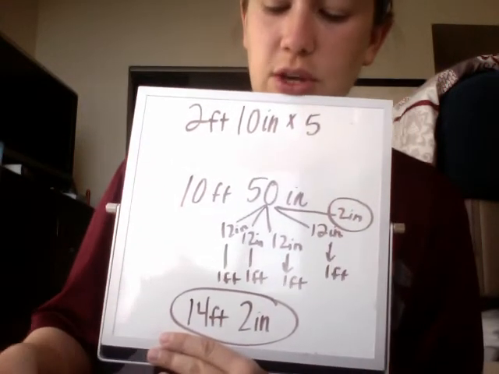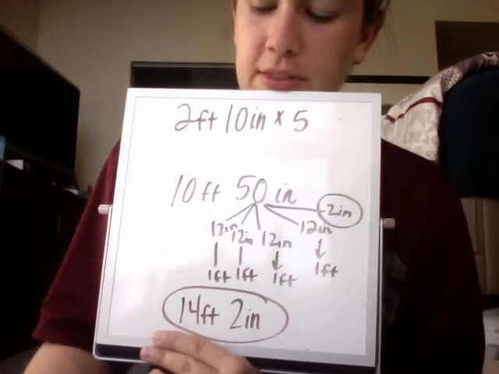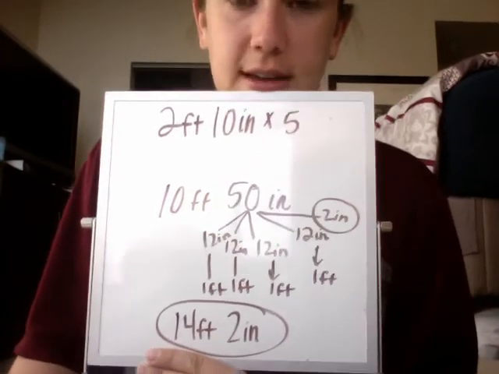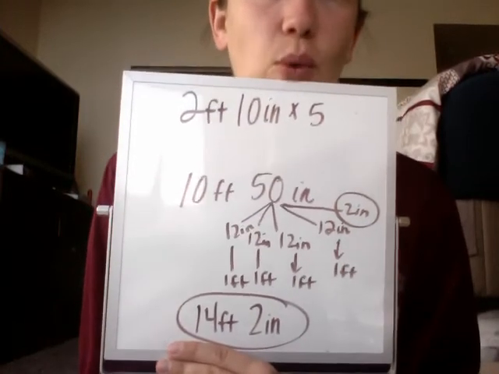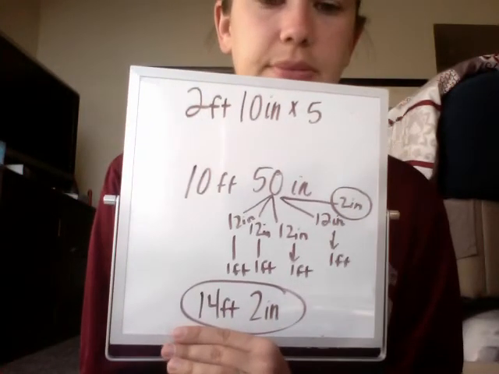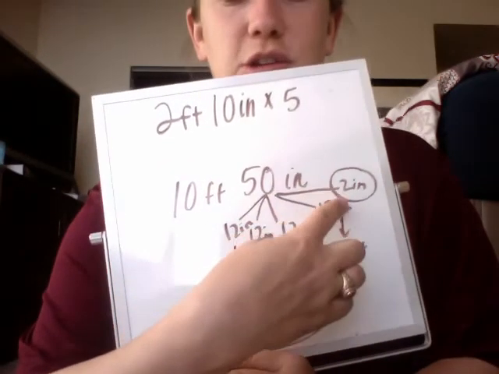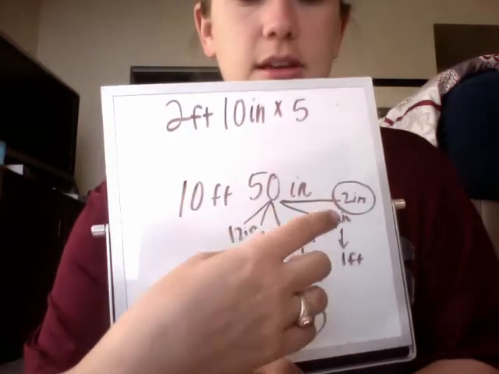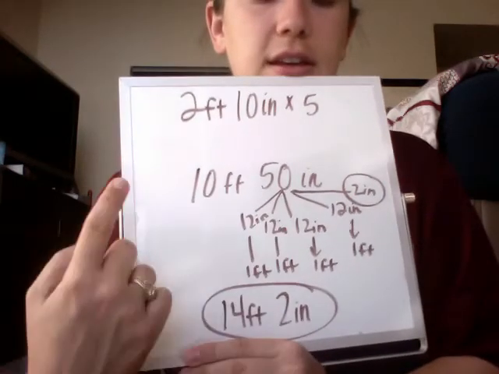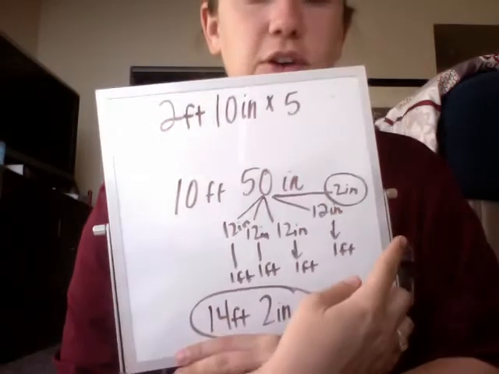You should know your 12s, but here I subtracted mine out. If you know your 12s though, you know that 12 can go into 50 4 times. Right? 12 times 4 is 48. And then, what is 50 minus 48? 2. So it would leave me with 2 inches. So that would be 4 new feet and 2 inches left over.